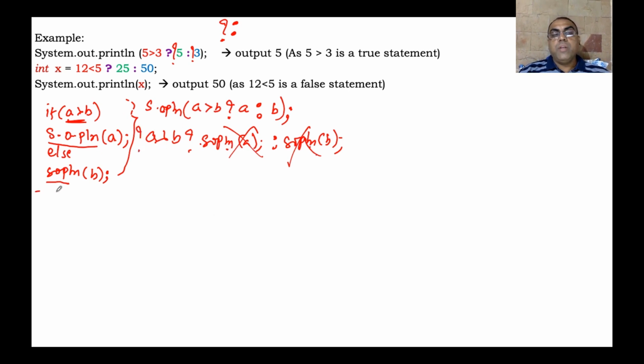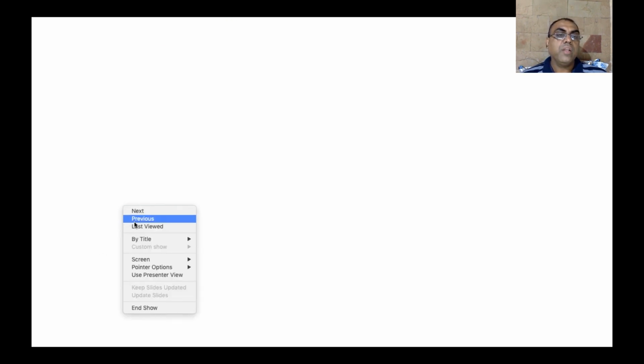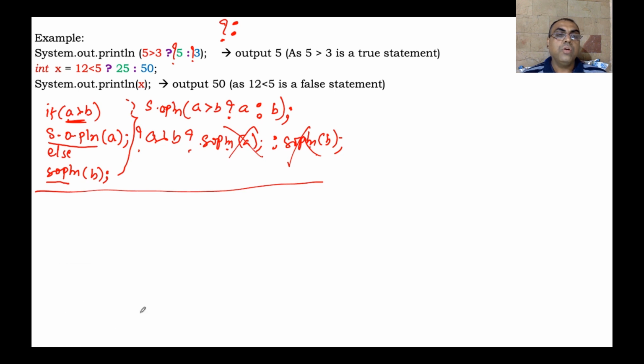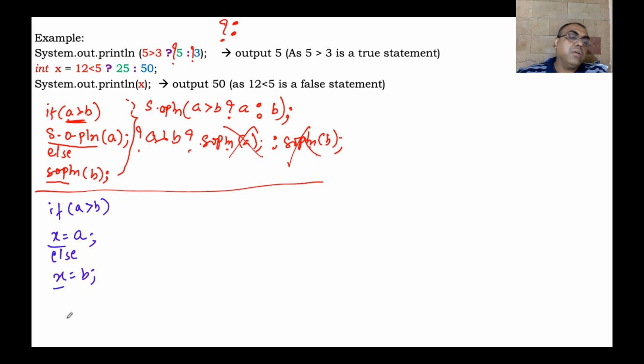The same thing can be done also for storing. So what does storing mean? Let us say I'll change the color of the pen to segregate the look. So now if I have, let's say, if a greater than b, then x is equal to a, else x is equal to b. Now this is a storing part. This is a printing part. So when there is a storing over here, you can also write a storing here as well.